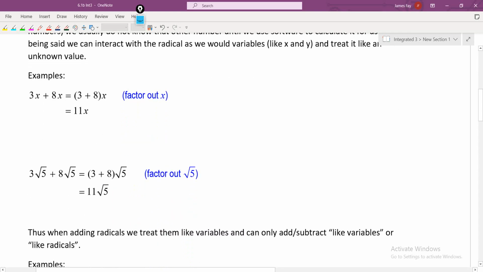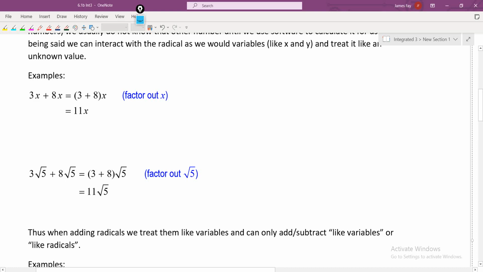What I mean by that is like this radical 5 right here. We've talked about that being a symbol for another number, but we don't know what that other number is. It's a little bit bigger than 2 because radical 4 is 2 and 5 is a little bit bigger than 4, but we don't know exactly what it is. So let's consider that an unknown, maybe kind of like x, because x right here is unknown.